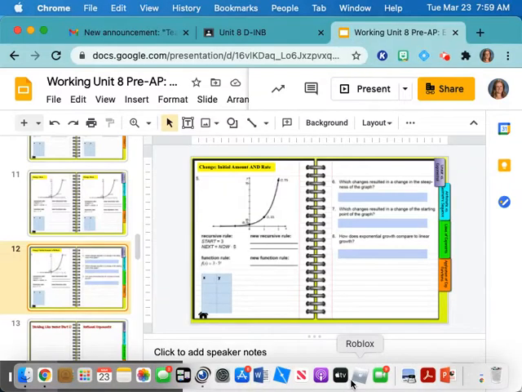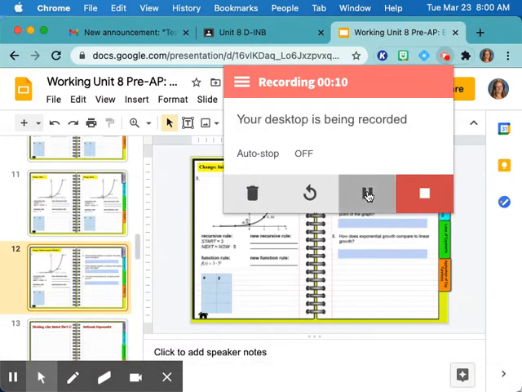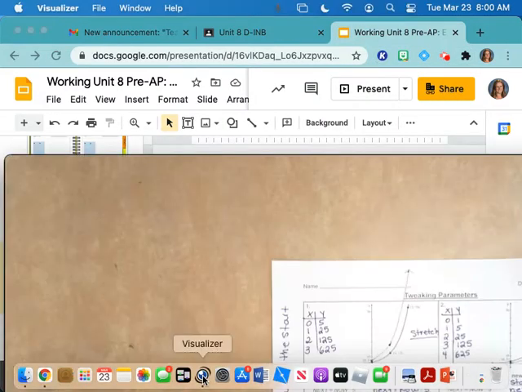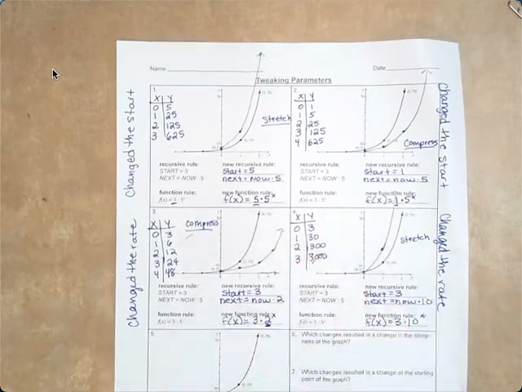We are going to continue with tweaking parameters. It's been forever. We are looking at exponential functions and what happens whenever you change certain values. So this assignment is tweaking parameters.